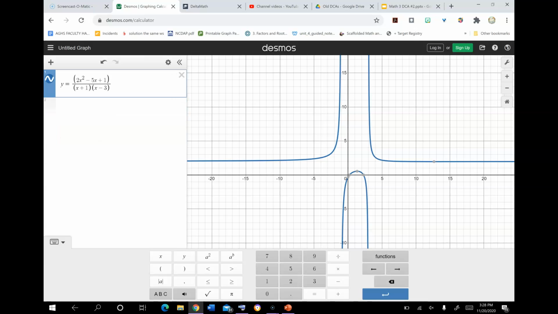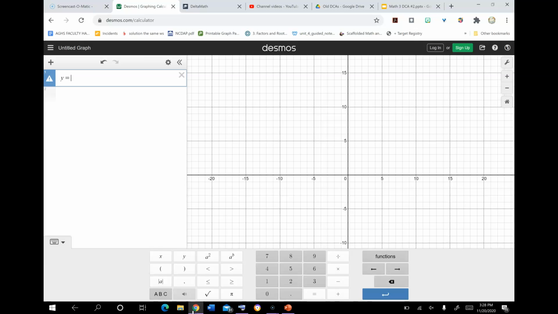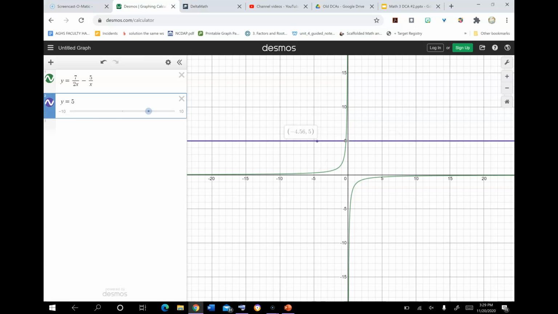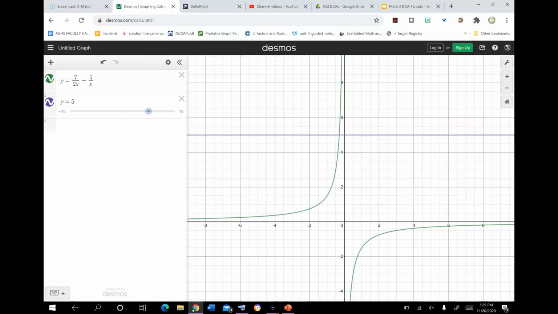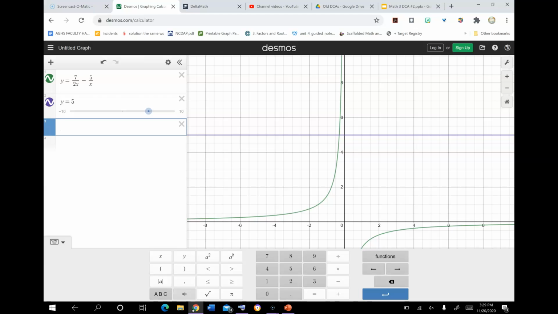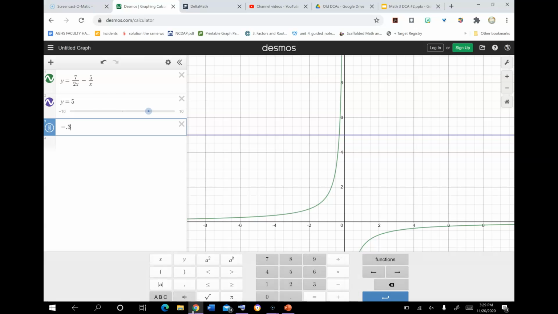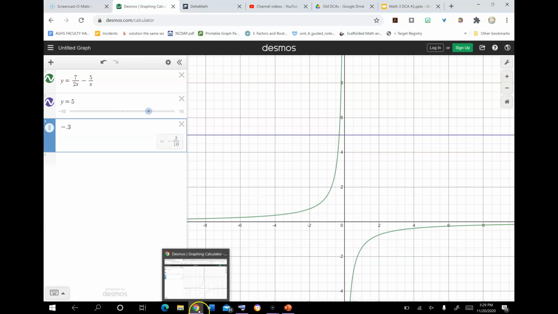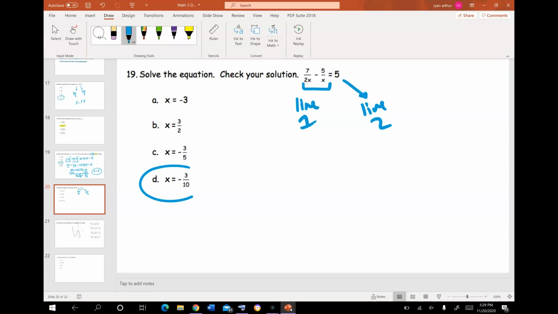Okay? So we're going to type left-hand side in line 1. Y equals 7 divided by 2x. Tab out, minus 5 divided by x. Next line is just going to be y equals 5. See where they intersect. Well, they intersect right here. There we go. Answer is -0.3. We learned Desmos can convert that. Hit this little decimal to fraction, and it's -3/10. So I go back, and my answer is -3/10.